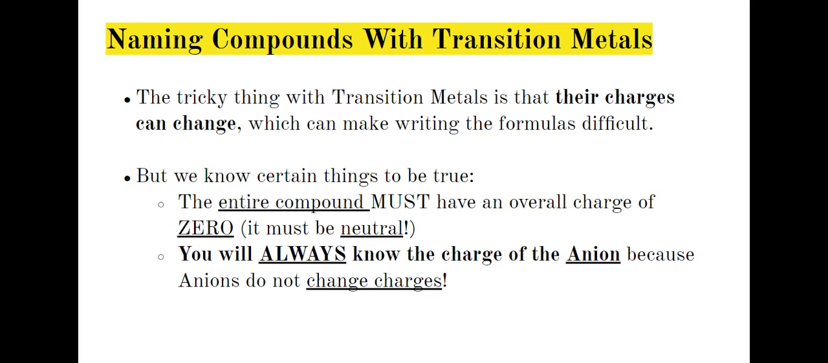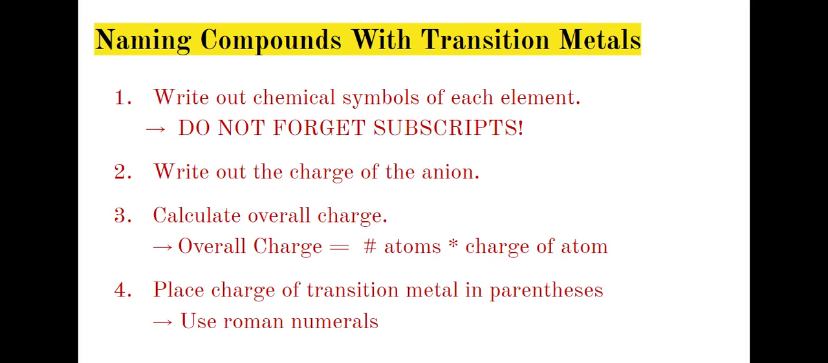The weird thing about transition metals is that their charges can change, which can make writing their formulas a little difficult. But we know that certain things have to be true. The entire compound must have an overall charge of 0 because it has to be neutral. And you will always know the charge of the anion because anions don't change charges.